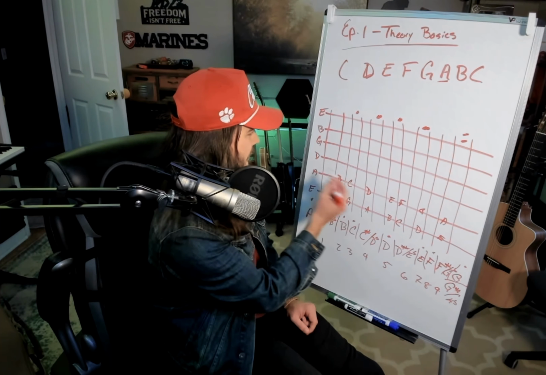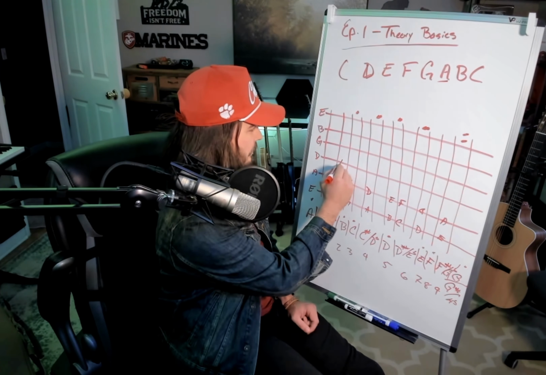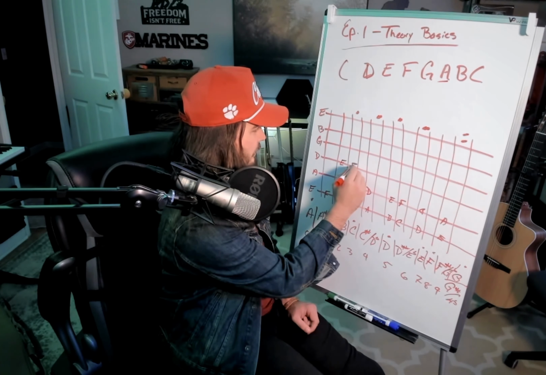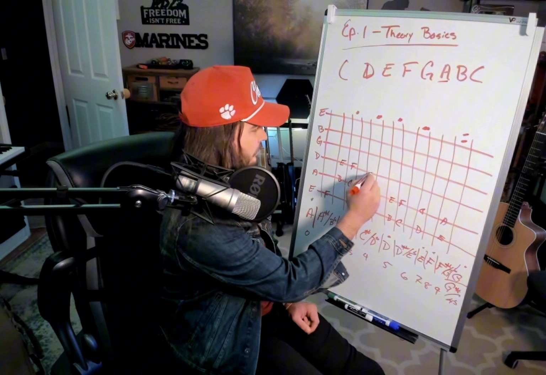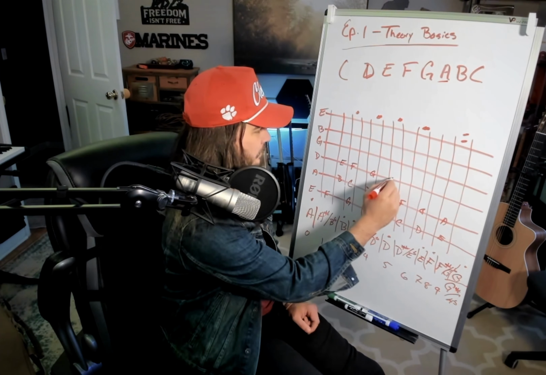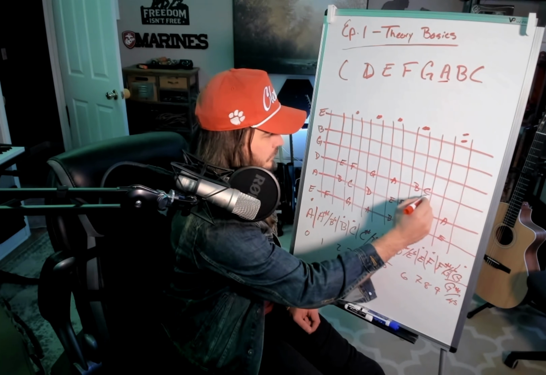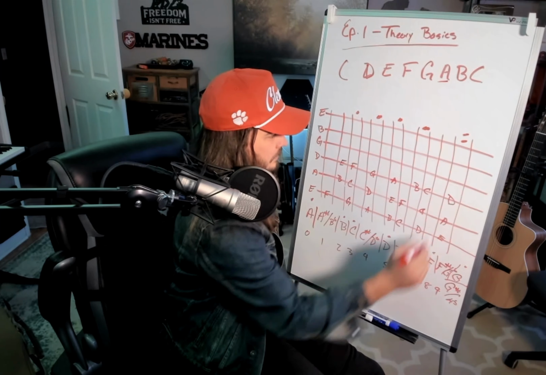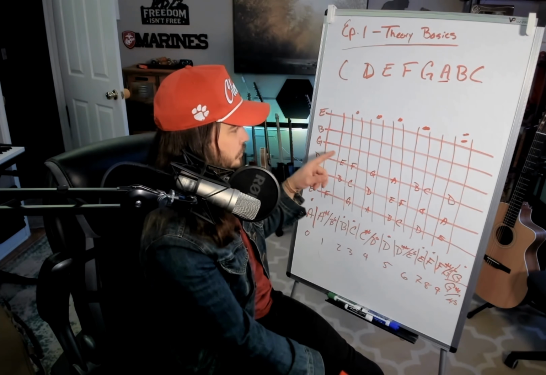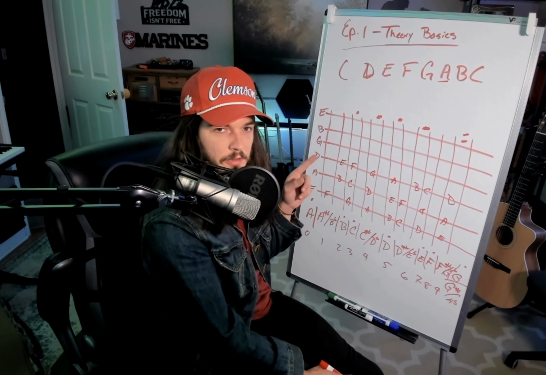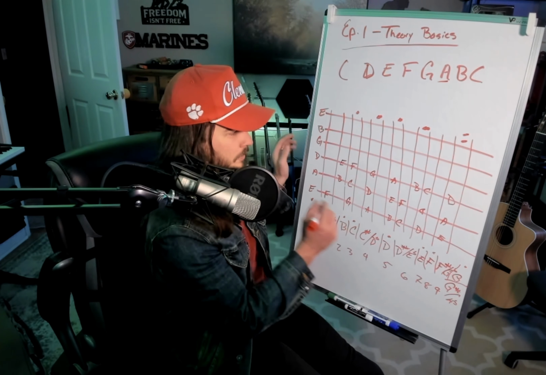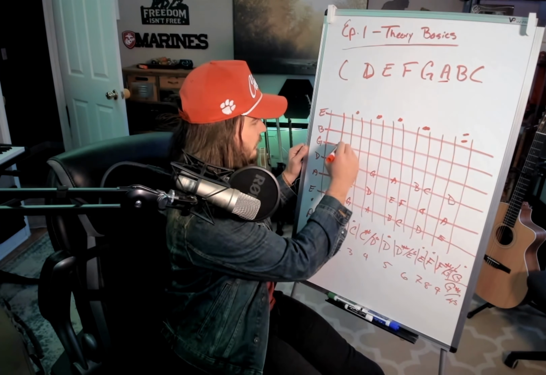All right, let's look at D. We have D, we have E at the 2nd fret, F. G's at the 5th fret. We're going to skip another. A at the 7th. B, C, D. All right, I'm just going to fill this in, and I encourage you to follow along and do this in your own time as well.